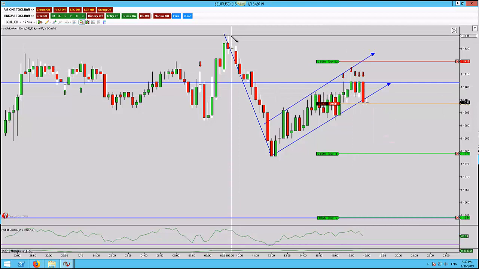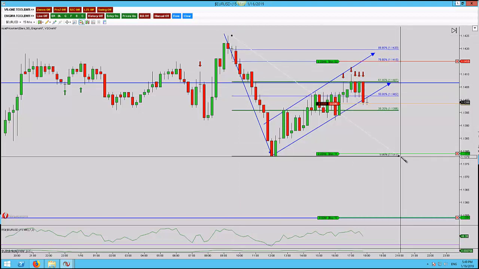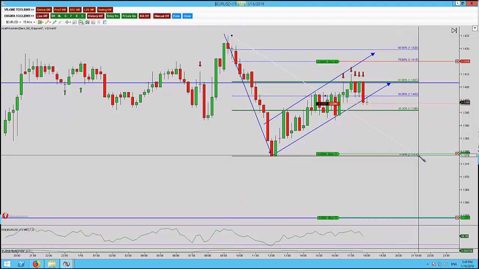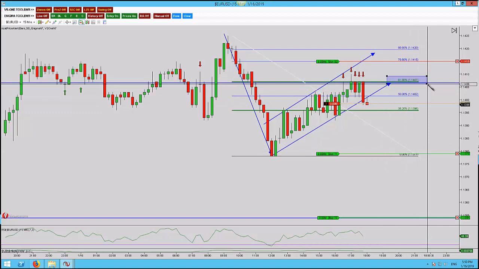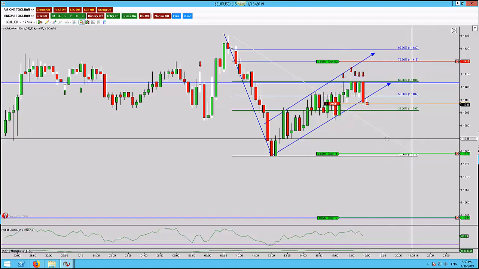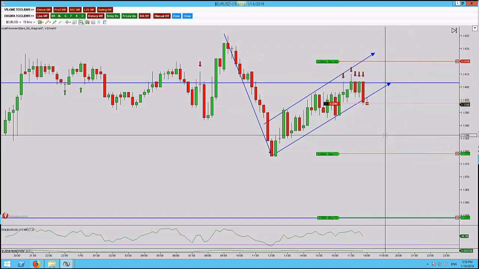If I throw a fib on, which is what I do at least when I look at these flag patterns, we can see that we have the 61.8 coming in right at that level. So nice fib confluence there.